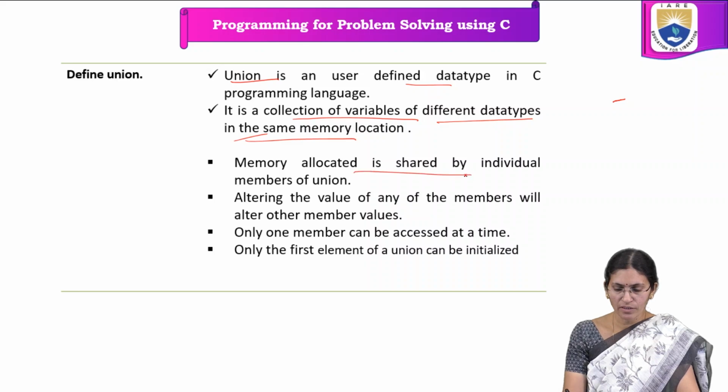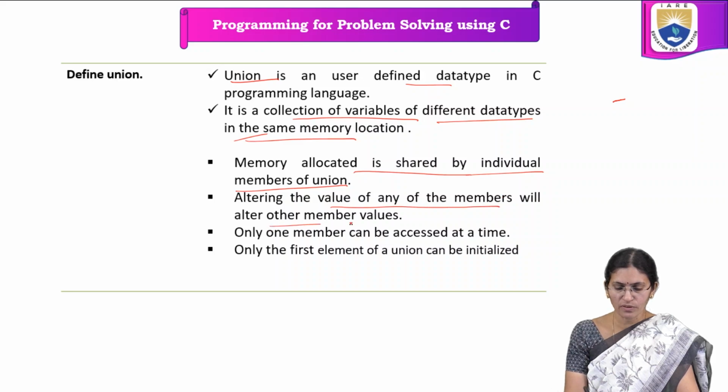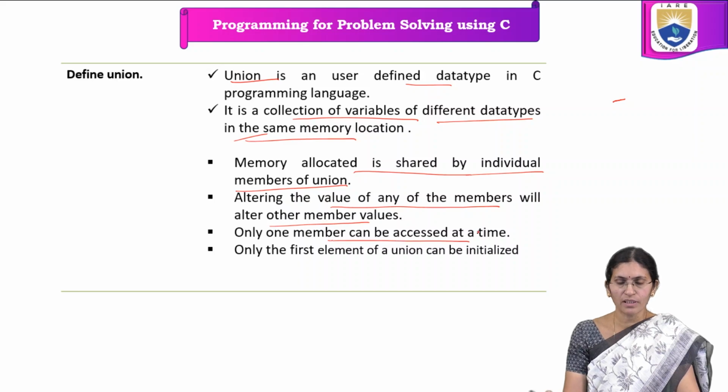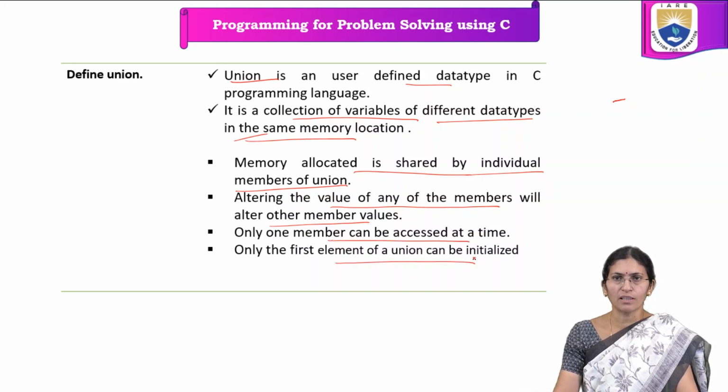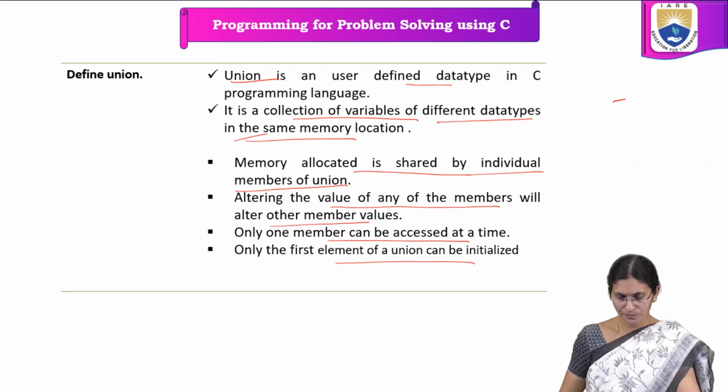So memory allocated is shared by individual members of the union. Altering the value of any one of the members will alter other member values also. So only one member can be accessed at a time. Only the first element of the union can be initialized. So these are some of the properties of unions.